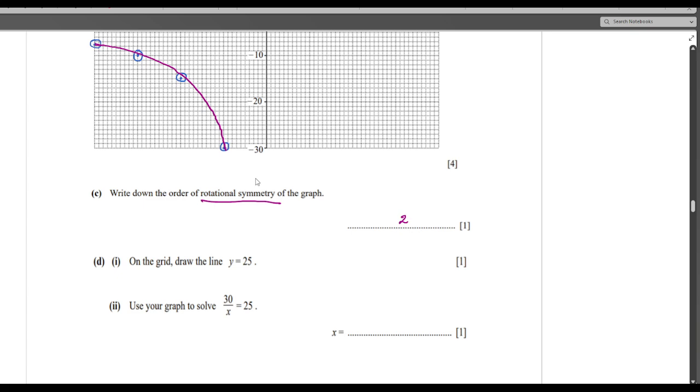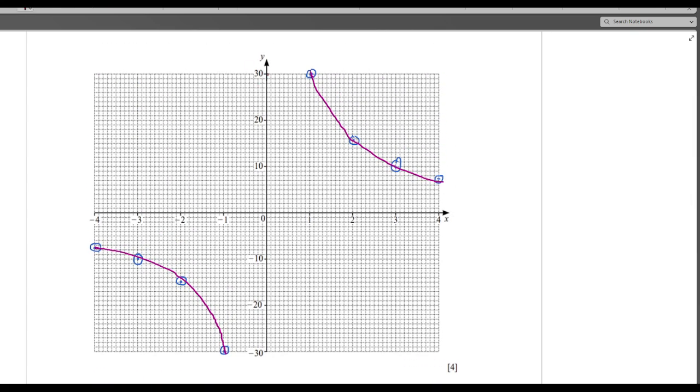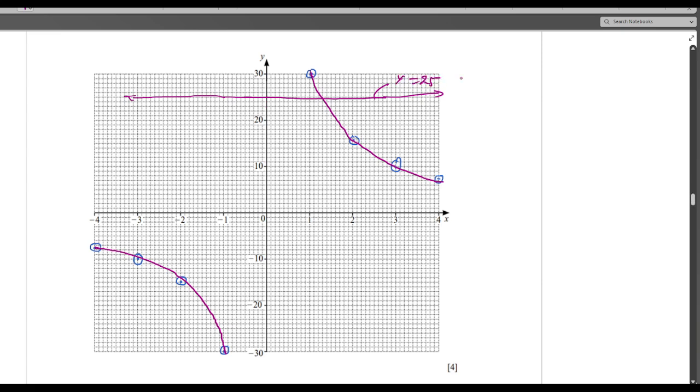On the grid, draw the line y is equal to 25. So y is equal to 25: 21, 22, 23, 24, 25. Here I will draw a straight line like this. Okay, so this is y is equal to 25. You can extend it on this side and on that side.